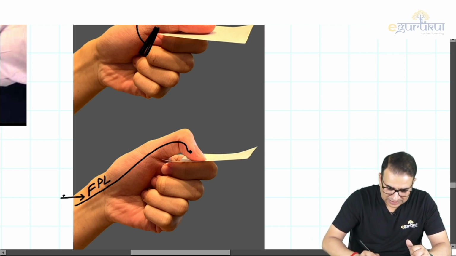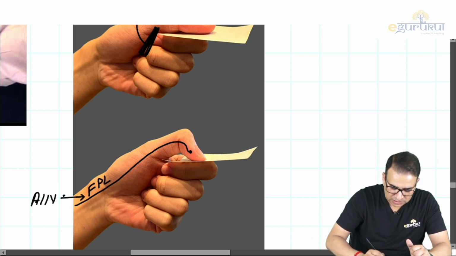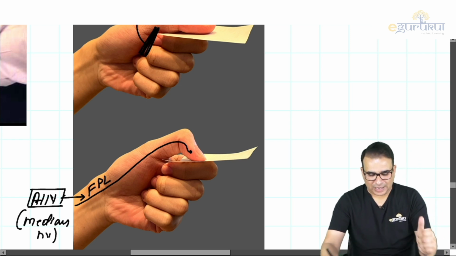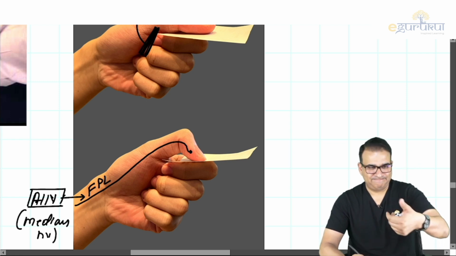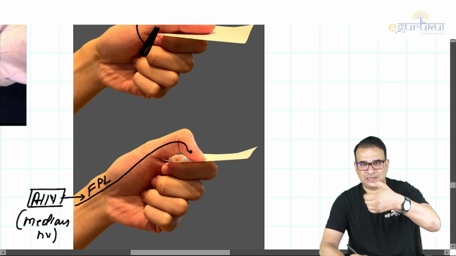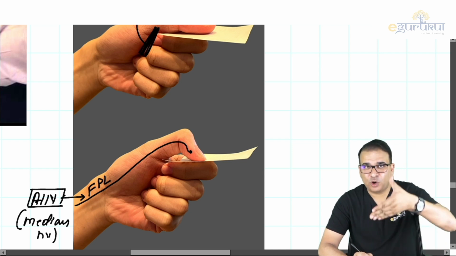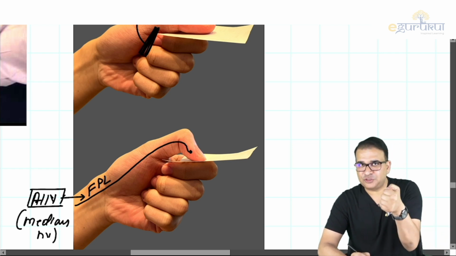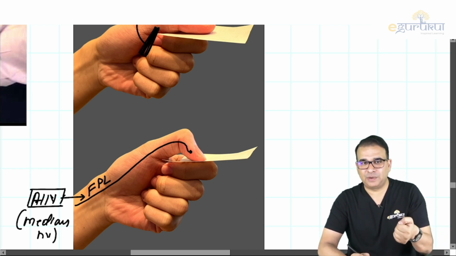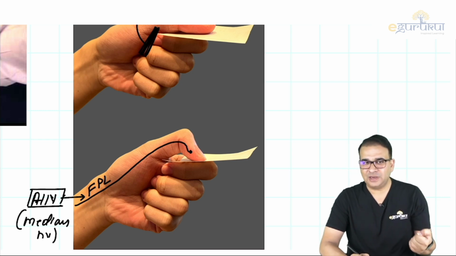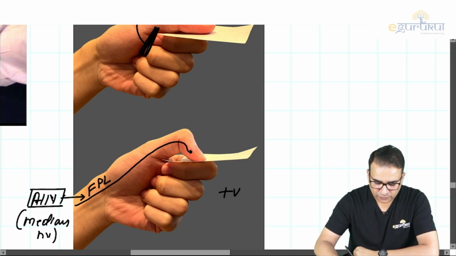Flexor pollicis longus is supplied by the anterior interosseous nerve, and the anterior interosseous nerve, we all know, is a branch of the median nerve. So guys, if you're not able to hold the piece of paper like this, then you will basically flex the interphalangeal joint of the thumb by using which muscle? Flexor pollicis longus, and that's a trick movement you will do to hold that piece of paper in between the thumb and the index finger, and that is a positive Froment sign.